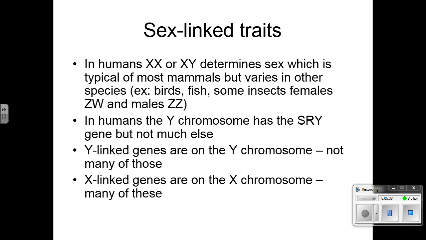In humans, XX or XY determines sex, which is typical of most mammals, but varies in other species. In humans, the Y chromosome has the SRY gene, but not much else. Y-linked genes are on the Y chromosome, and there are not many of those. X-linked genes are on the X chromosome, and there are many of these. The Y chromosome is not very big. That's partly why there's not a lot of genes on there.